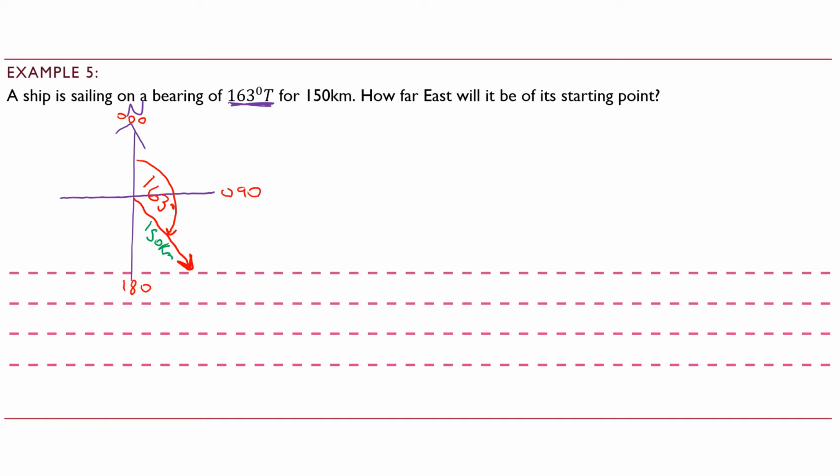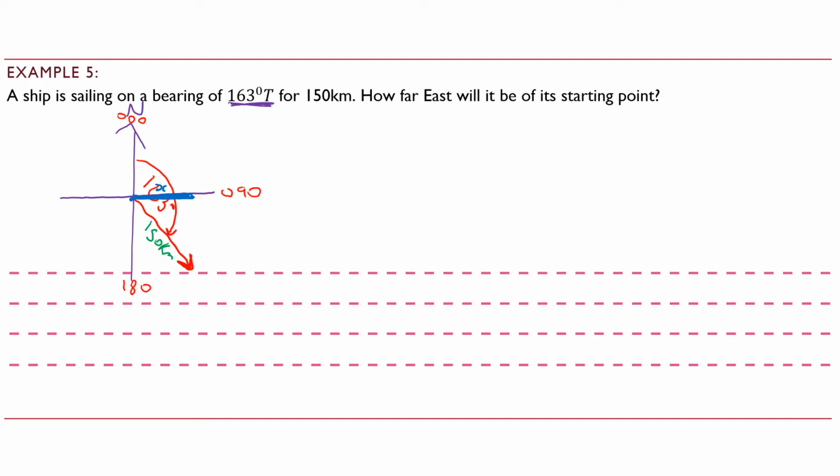The line. We want to know how far east it is from its starting point. So how far in an easterly direction has it traveled? If it started here, how far directly east did it travel? So we're looking to find, my diagram's getting a bit messy, but we're looking to find this blue distance here, which we'll call x.